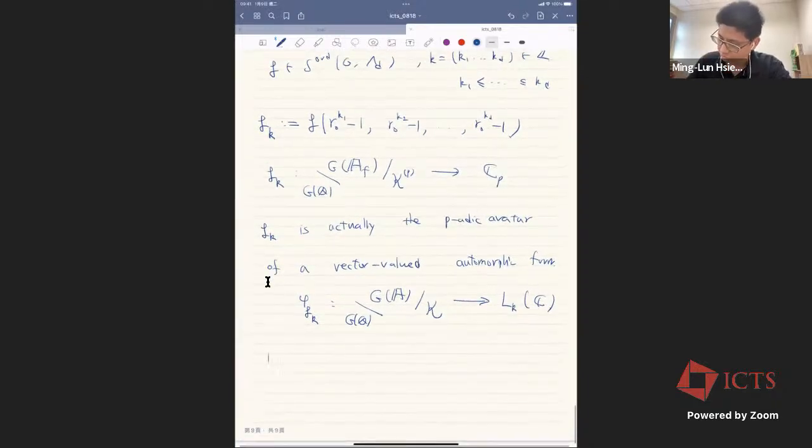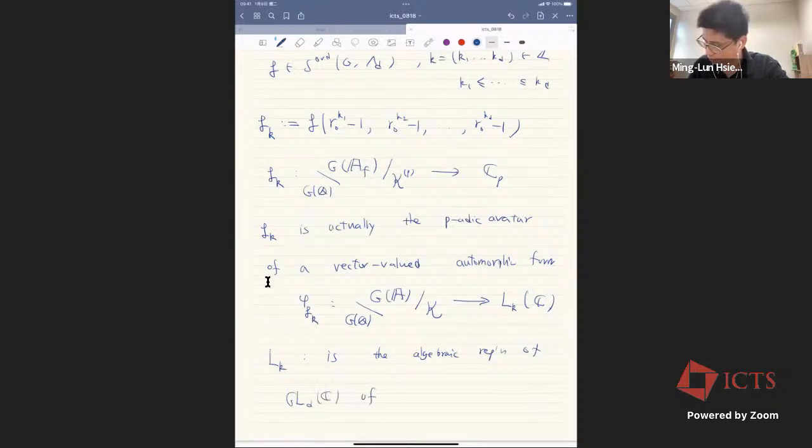So L_K is the algebraic representation of GL_D(C) of extreme weight negative K.